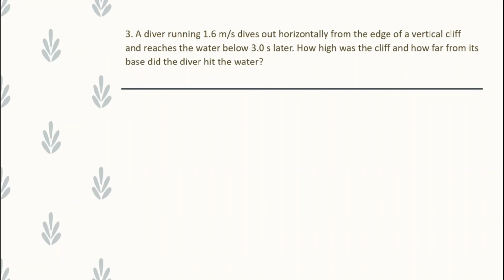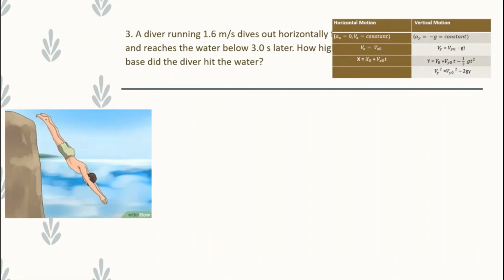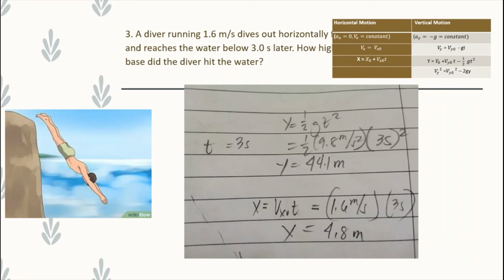A diver running 1.6 meter per second, so he has an initial velocity, and reaches the water below 3 seconds later. That's the time. How high was the cliff? That's the solution. We have 3 seconds as the given time and the 1.6 meter per second initial velocity. So solving for y, we can use this one. Y is equal to 1 half g t squared, constant g, 9.8 meter per second squared, and the given time, 3 seconds. So we have a total of 44.1 meters as the vertical distance of the cliff.